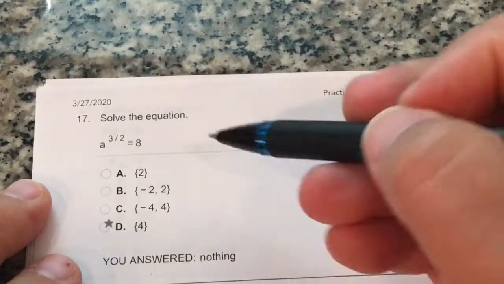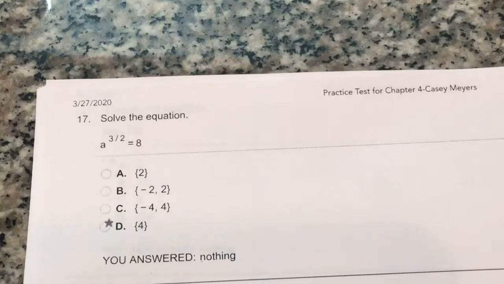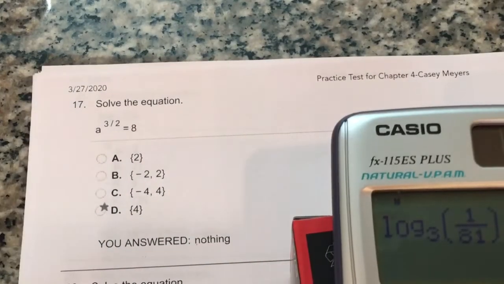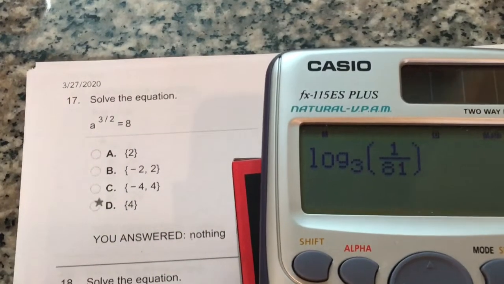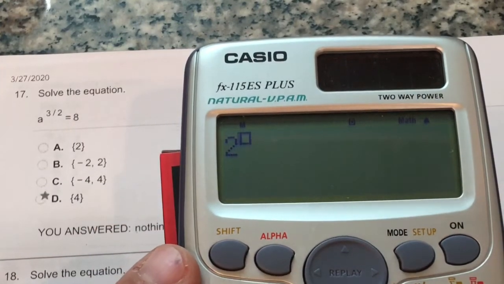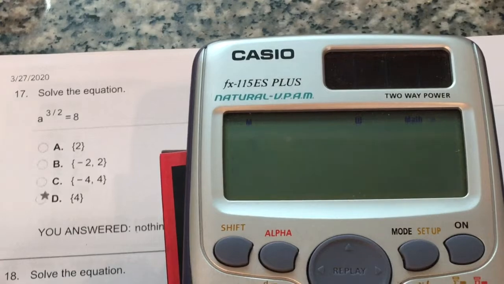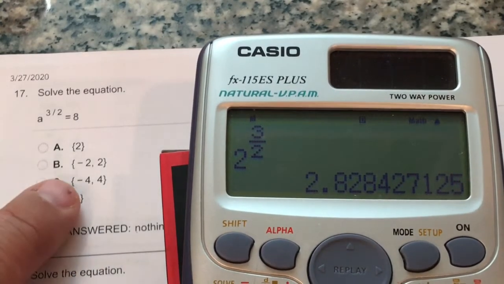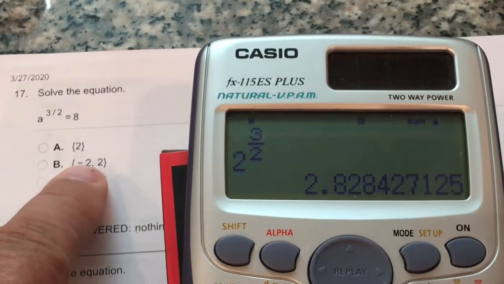This one's a little tricky. What I would do is I would throw in the answers, because sometimes 2 answers work instead of just 1. So let's see. They're going to say a equals 2. So 2 to the 3 halves. Let's see if that equals 8. So 2 x box to the 3 divided by 2. That doesn't equal 8, so it can't be choice A. Now let's try negative 2. Notice how I tried 2. Well, it can't be B because 2 didn't work.